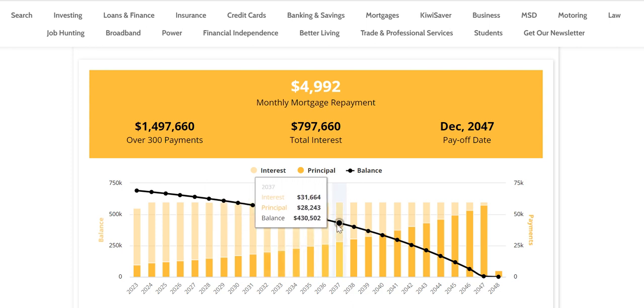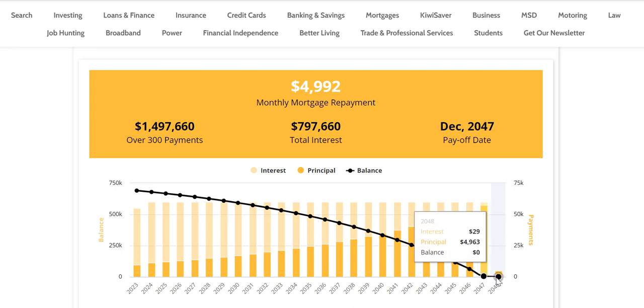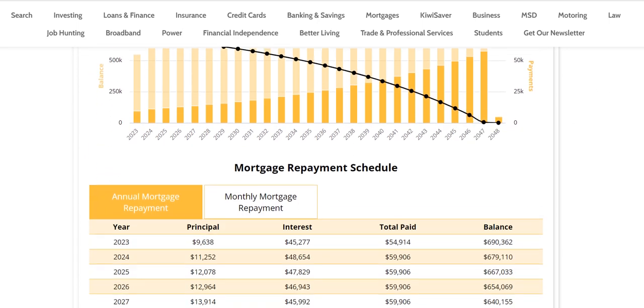Slowly over time, you eventually get to a situation where you're really just repaying the principal because you've made all those other payments, so there's not much left. And then in the last year, you're just paying it all off with a very, very little interest payment. So it's worth having a look at this.